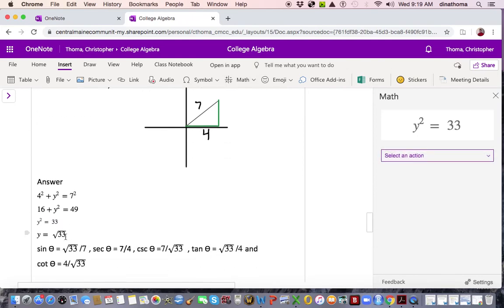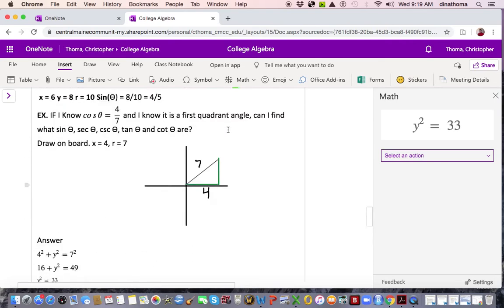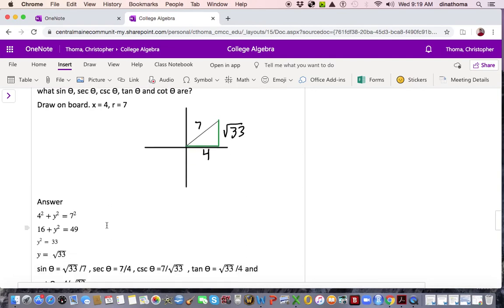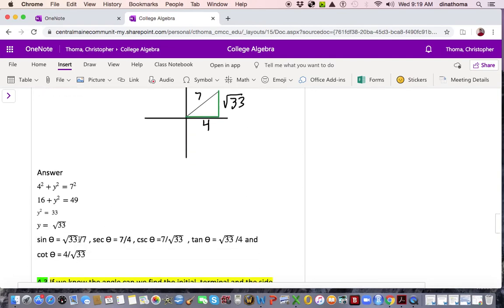Right? And then to get rid of the squared, I take the square root of both sides, and I get 33. So now I know this is the square root of 33. Now I just apply all my ratios, and I can find all my sides. So remember, sine is y over hypotenuse, so the square root of 33 over 7.